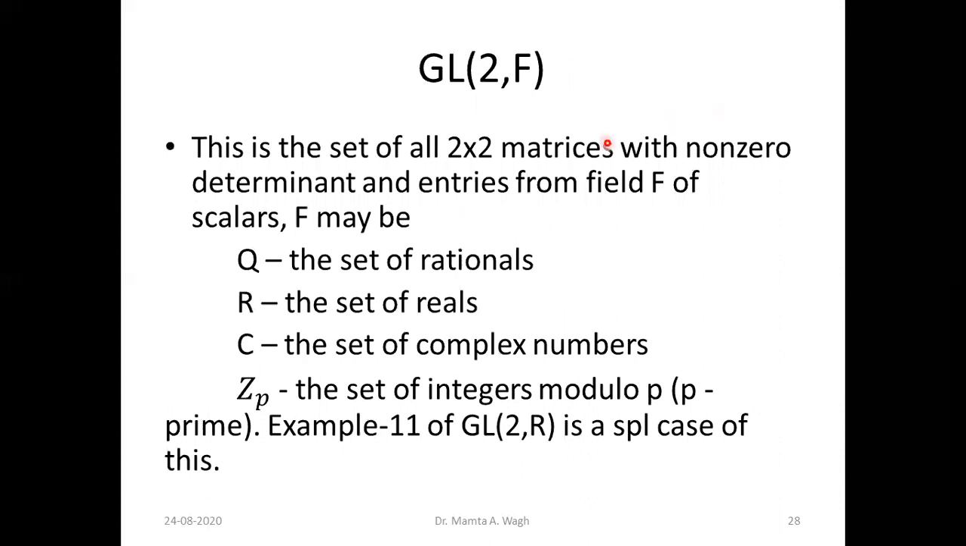Now, similarly, we can talk about GL2F also. Like we have seen GL2R, where the entries were coming from the set of real numbers. In general, I can take any of these fields: the set of rational numbers, the set of real numbers. The entries can come from complex numbers or from ZP also. So in general, it is denoted by GL2F. What will GL2F be? GL2F is the set of all 2 cross 2 matrices with non-zero determinant and entries from any of these fields. So that is your GL2F.